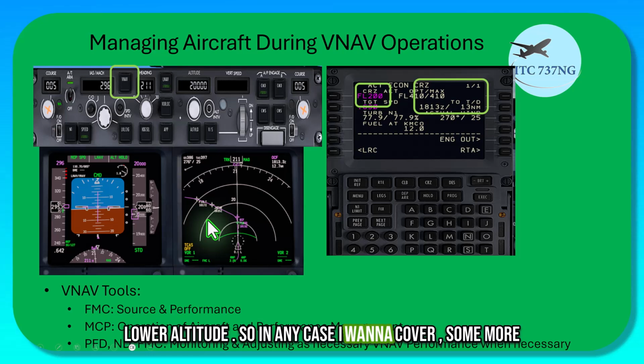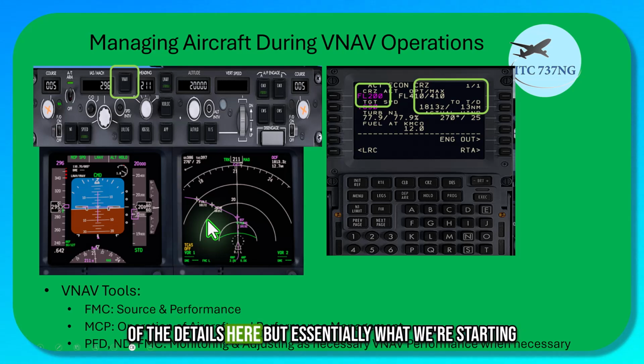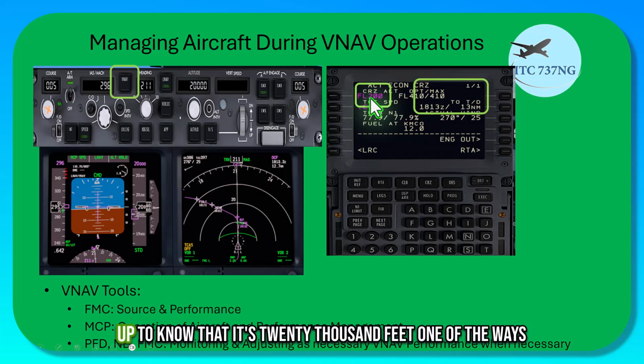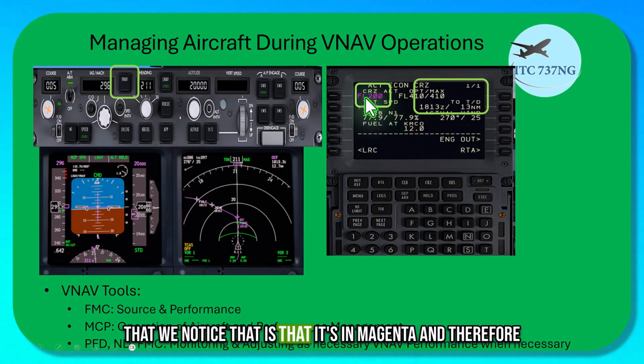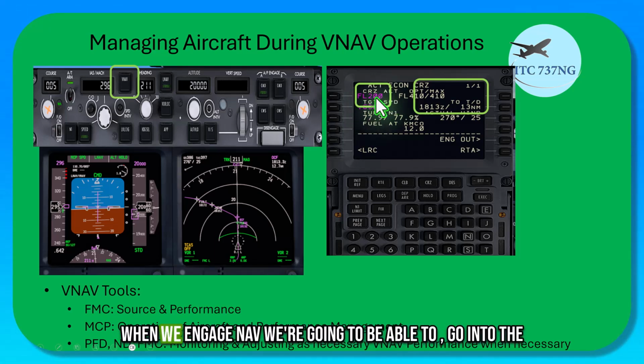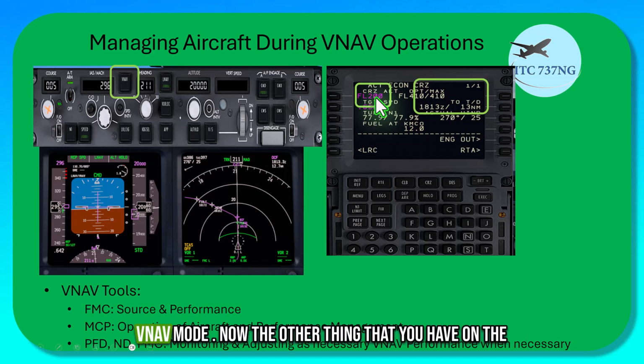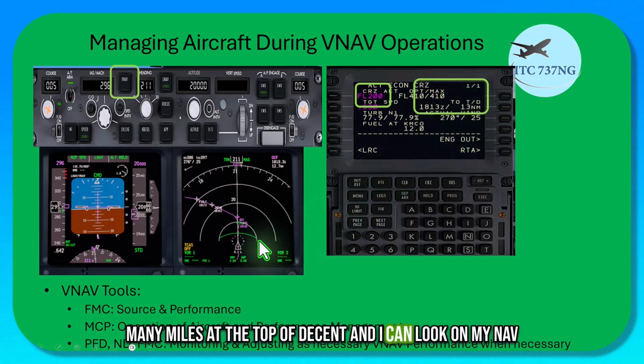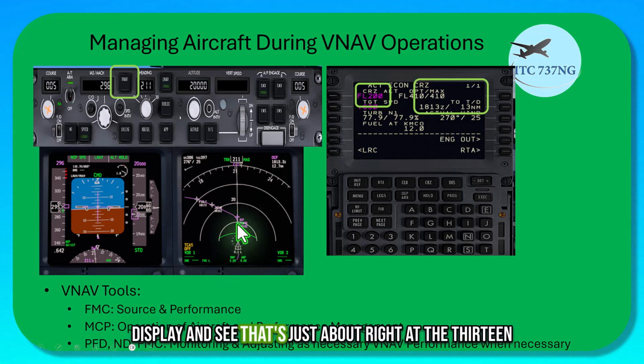So in any case, I want to cover some more of the details here, but essentially what we're starting with is we're at 20,000 feet, and the FMC is set up to know that it's 20,000 feet. One of the ways that we notice that is that it's in magenta, and therefore when we engage VNAV, we're going to be able to go into the VNAV mode. Now, the other thing that you have on this cruise page at the present moment is telling you how many miles to the top of descent. And I can look on my nav display and see that's just about 13 miles.